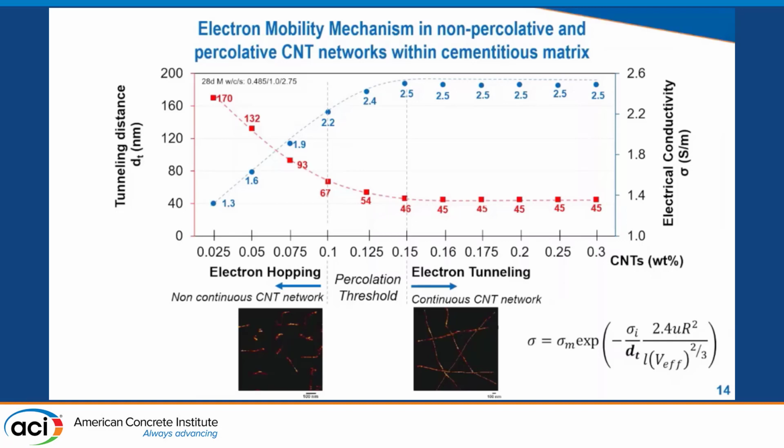And we can assume that the percolation threshold for this particular type of nanotubes is between 0.1 to 0.15% per weight of cement. So our previous theory, for the electron hopping mechanism for non-continuous CNT networks and the electron tunneling for continuous CNT networks, can be visualized now with this nanoscale imaging and the results. And that was the first part of this presentation about the electrical conductivity of the nanocomposites.